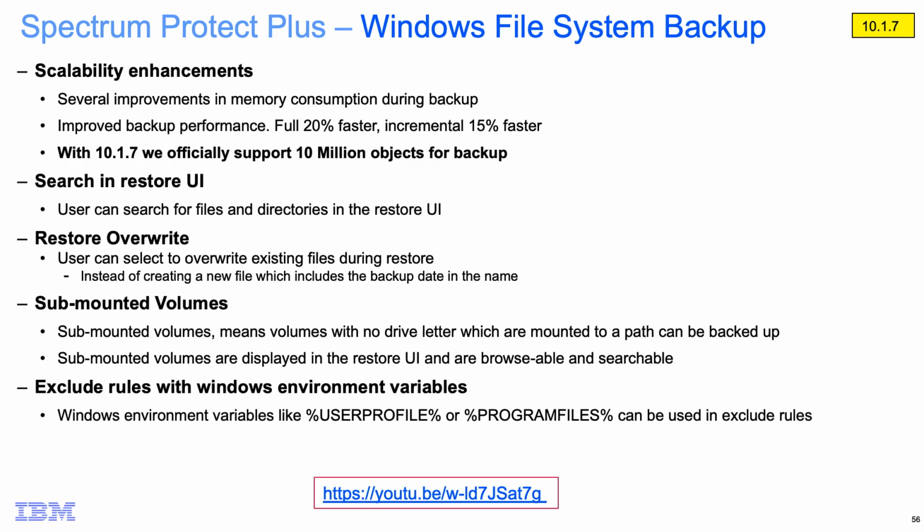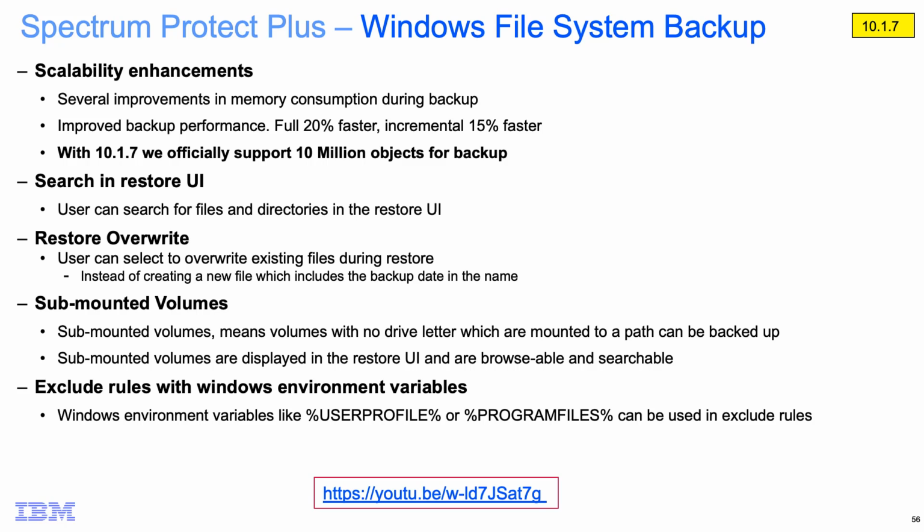Well, in version 10.1.7, we've done some enhancements to this particular feature and function that I want to point out to you. First of all, from a scalability perspective, we have enhanced the scalability of this function so it will perform faster, basically approximately 20% faster or 50% if you're doing incremental forever backup. And we now officially support 10 million objects for backup. So the number of files that we can support on a particular file system has gone up considerably. And we continue to do testing in that area.